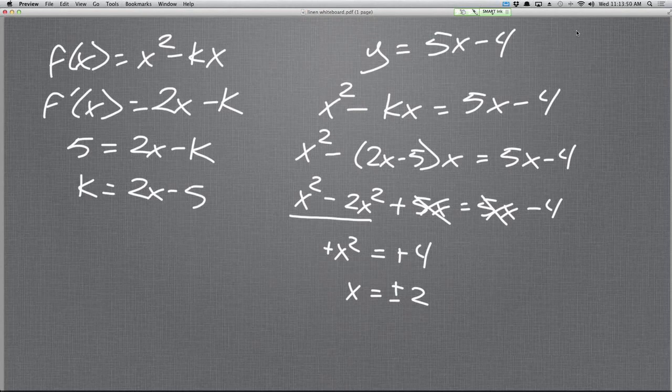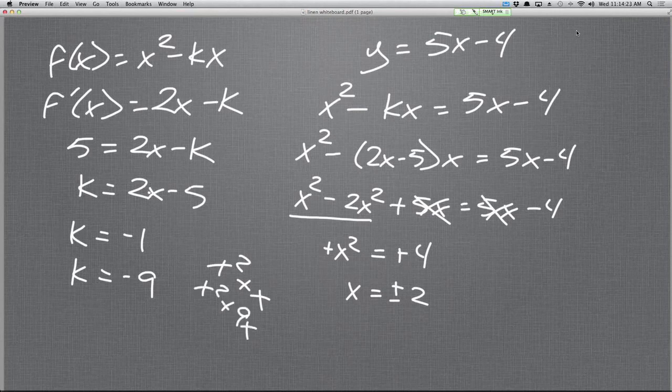All right. So once I know that, then I come back over here. How many k's am I going to have? 2. So I plug in 2, which gives me negative 1. I also need to plug in negative 2, which gives me negative 9. So I've got 2 actual functions that will work with that. So I have x squared plus x will work, and x squared plus 9x will work.